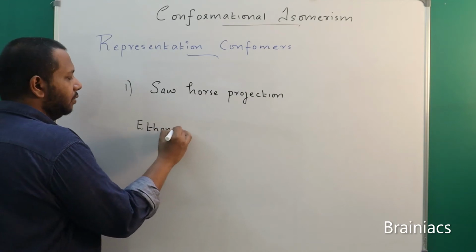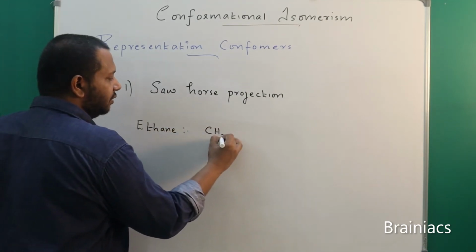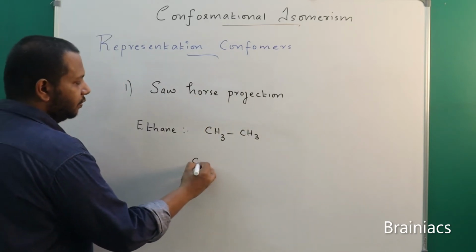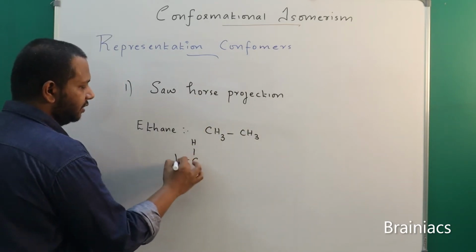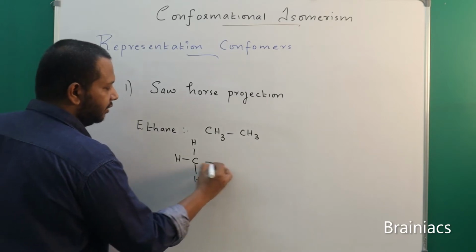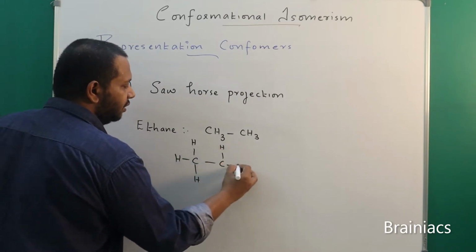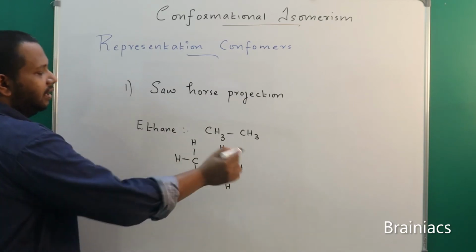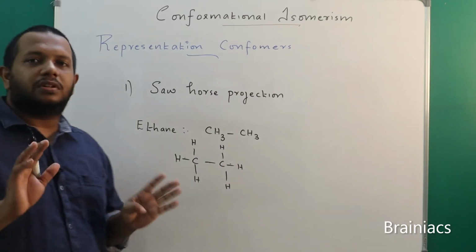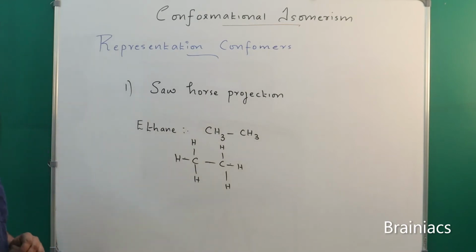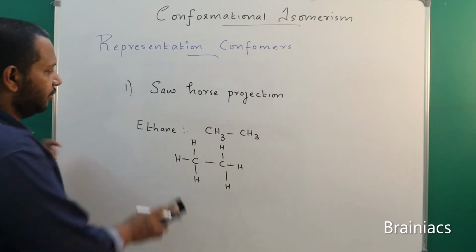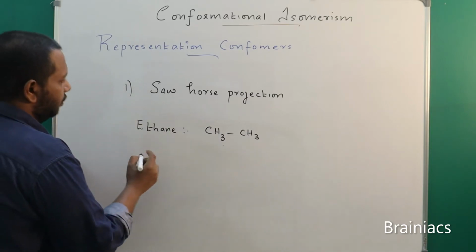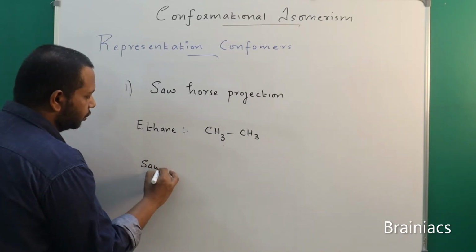Ethane, we know, is CH3 single bond CH3. Correct? Now if I am drawing the expanded structure, this is H, this is H, this is H, and this is carbon, this is H, this is H, and this is H. Now if you see here, 1, 2, 3, 3 continuous bonds are available. So I am sure this will exhibit conformation isomerism. Now next we will see how to draw the Sawhorse projection of this one.